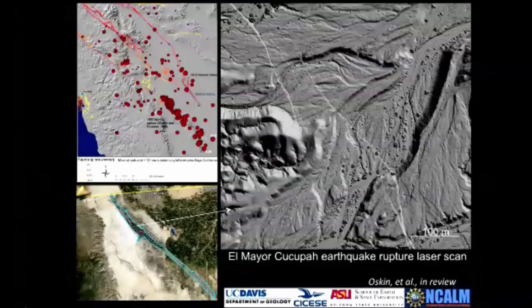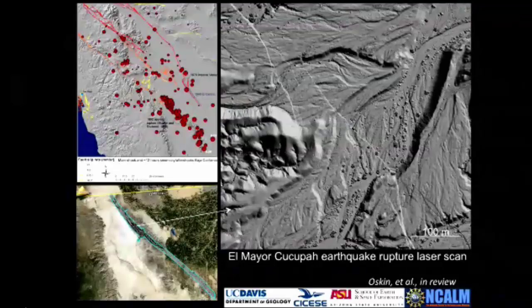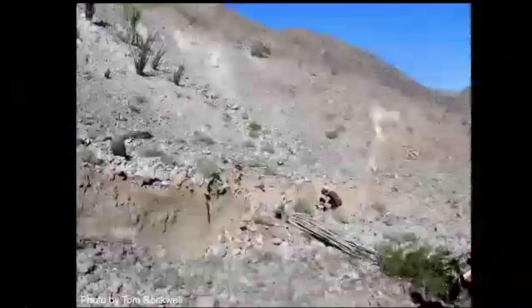So here's just from after the earthquake, these really pretty fault scarps. We're illuminating from here. This was strike slip, but also a lot of dip slip, a lot of vertical. And here's just a pretty picture in the field. So we care about these kinds of fault scarps.